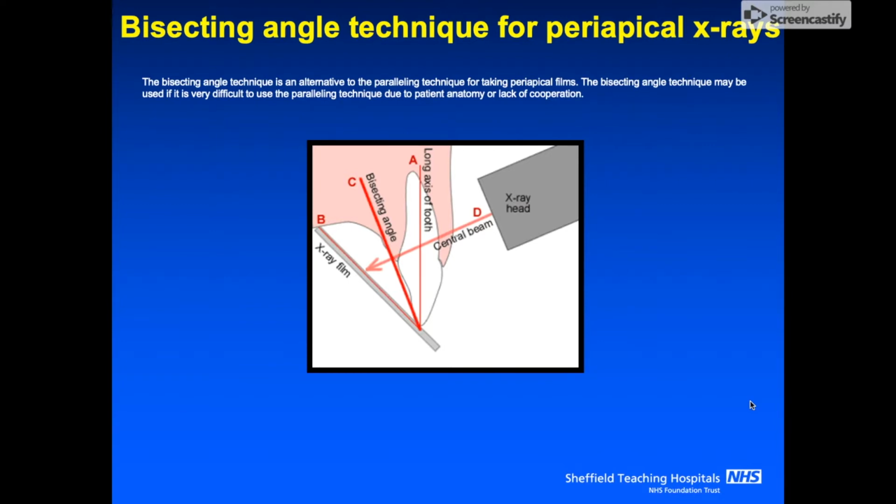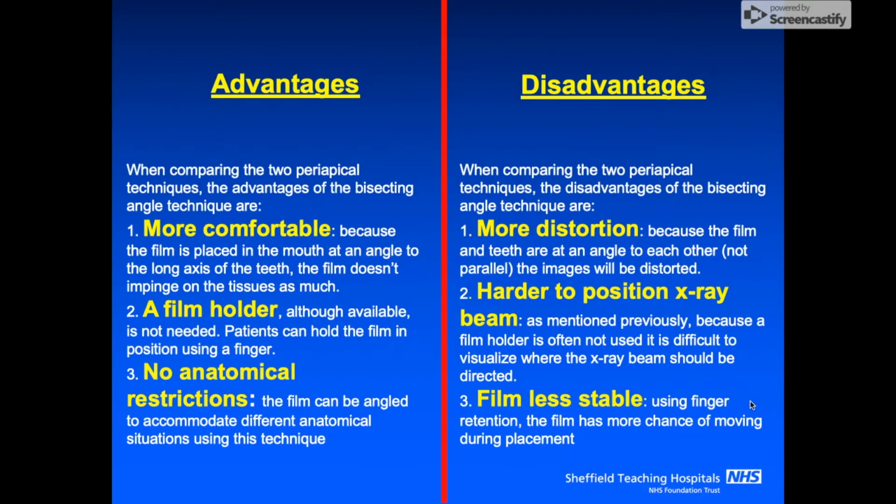In most cases, I tend not to do this technique. I'll always favour the paralleling technique. Just going to compare the two periapical techniques. The advantages of the bisecting angle are it's more comfortable, the film holder isn't required, and there's no anatomical restrictions. Disadvantages are there's more distortion, it's harder to position the X-ray beam, and the film is less stable.